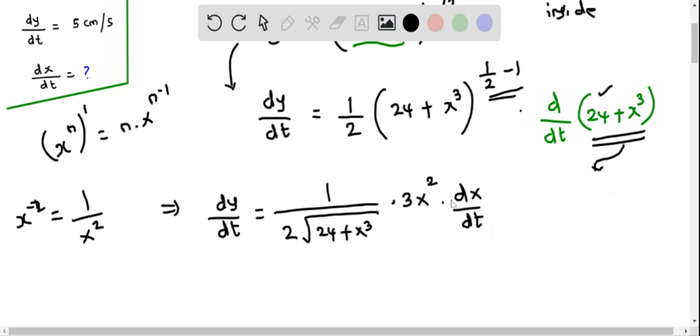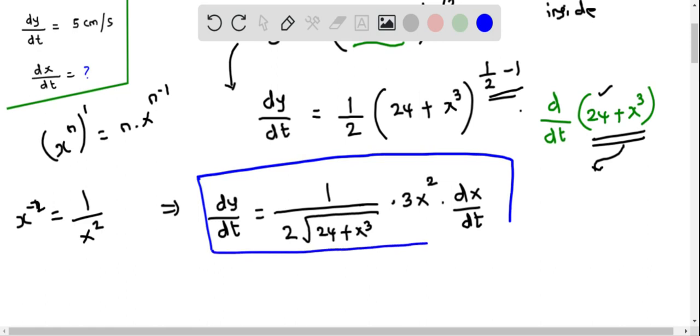Okay, I have put that expression with this term. So this is basically the expression for dy over dt. Now we can utilize this to determine the rate of change of x. That is, we have to solve only for dx over dt.